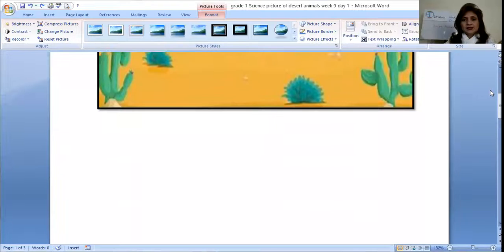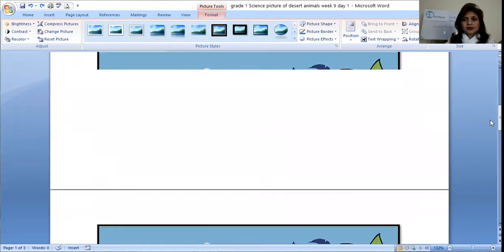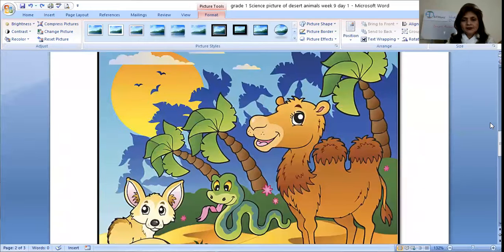Now you saw this desert area and now you can see a picture of desert animals. Now which are these animals? You can see a camel. A camel can live in the desert. Why? Because it can store water in its hump. You can see this big hump. This is called the hump of a camel. The camel can easily store water in its hump and it can live without water for many days.